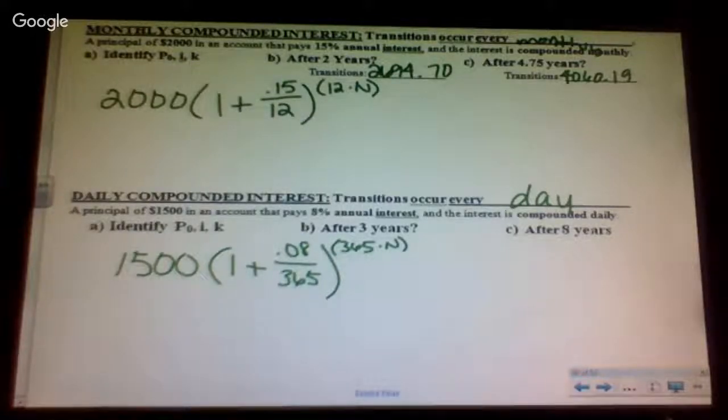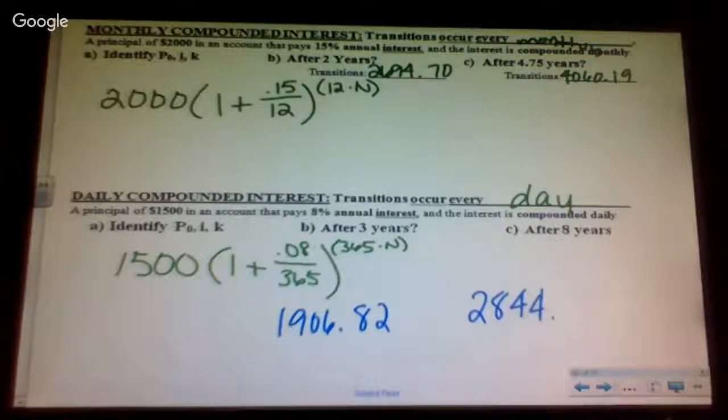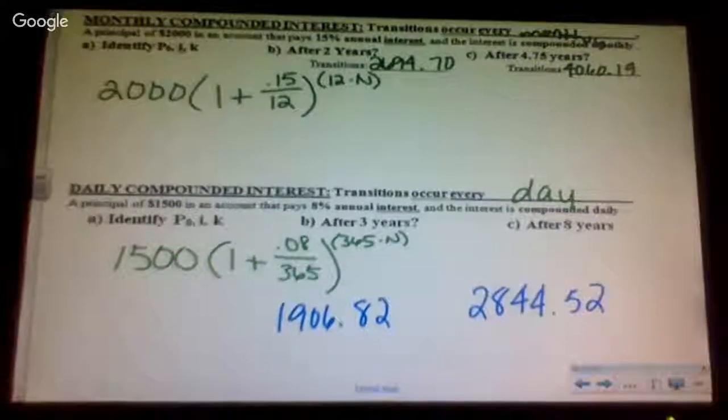What amount did we get after 3 years? $1,906.82. After 8 years, $2,844.52. We do have a little bit left to do. We will wait till after lunch. It may take us 5 to 10 minutes, but we will wait till after lunch.